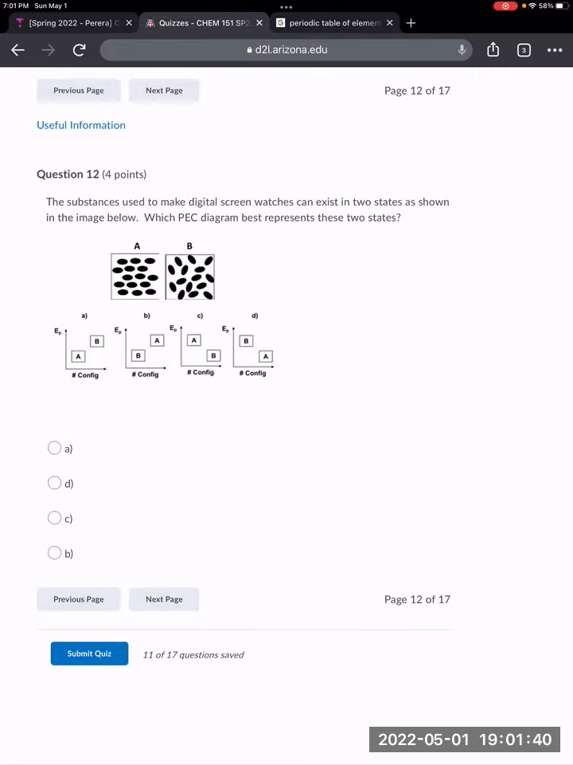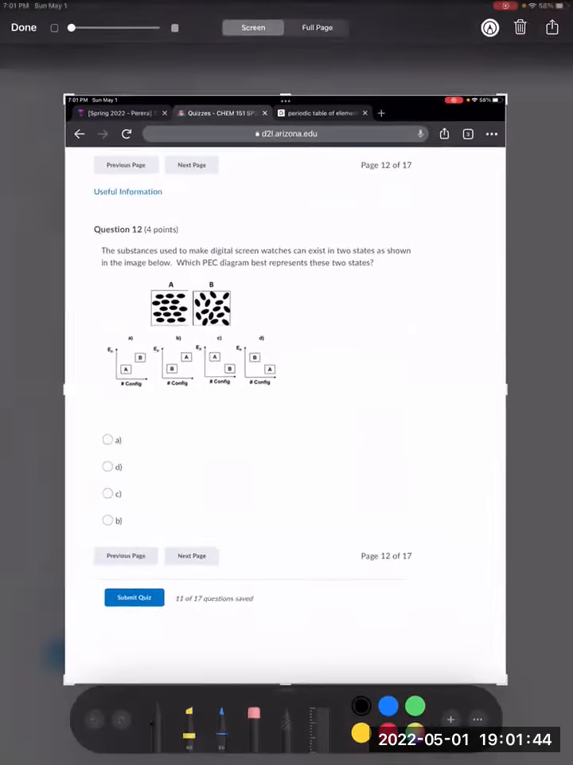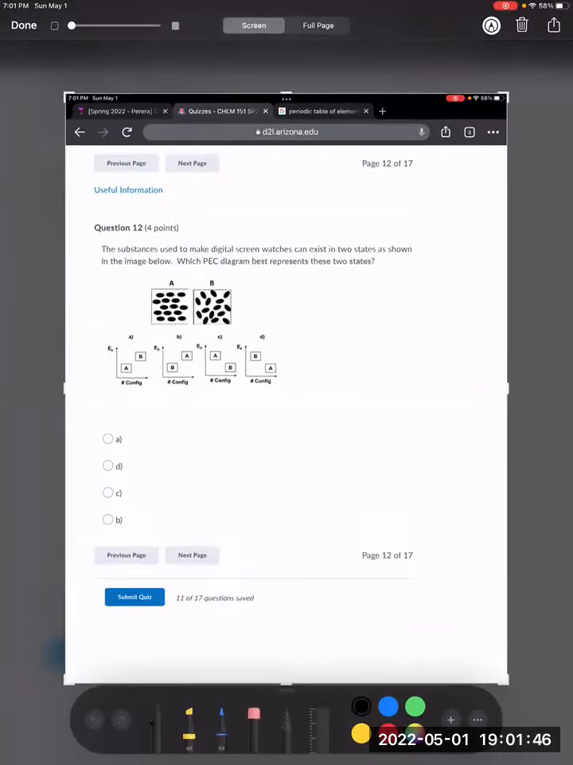Okay, so in this problem, you are given A and B. You need to put that on a PEG diagram. Now B definitely has a higher number of configurations. Therefore option D is out, because in option D, A has a higher number of configurations. And also option B is out, because in option B, A has a higher number of configurations.